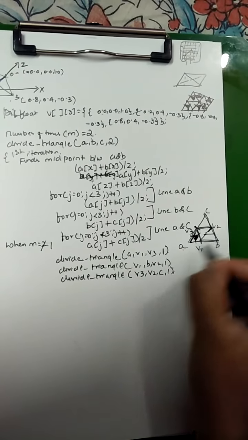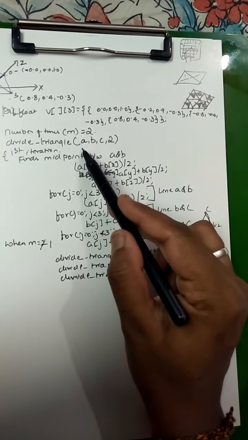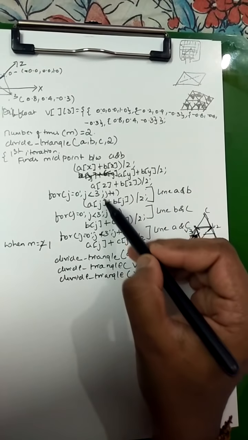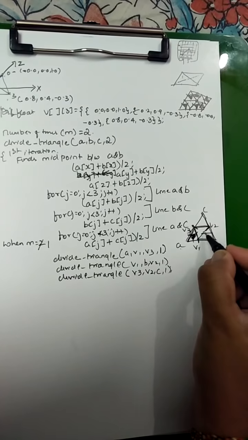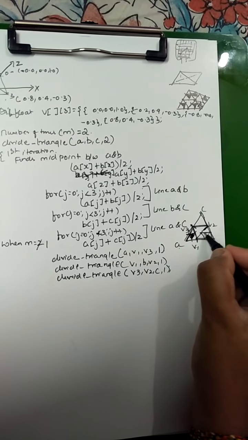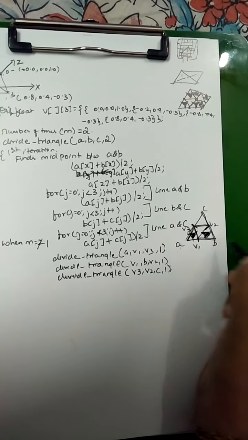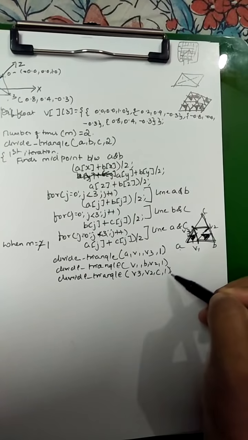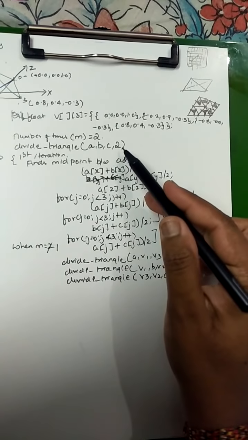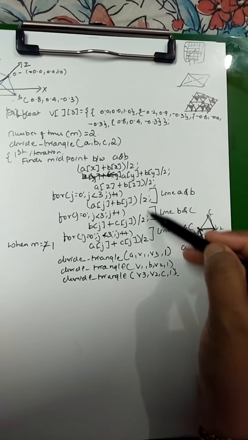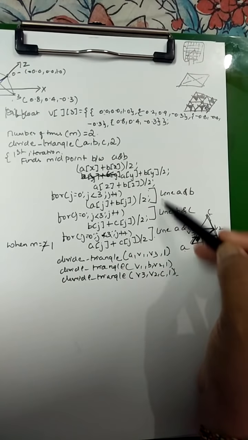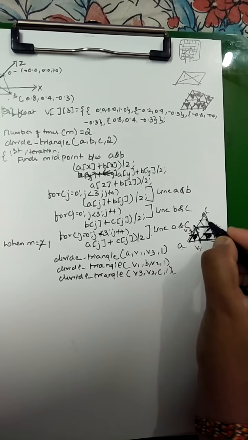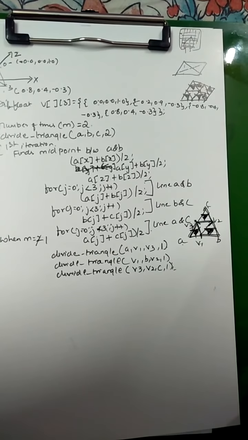Again for this line it calls divide triangle, passing V1, B, V2. So it calculates the midpoint for all these 3 lines and draws a small triangle. Again we'll be calling V3, V2 and C using this line. So when the control goes here, it calculates the midpoint for all 3 lines, that is 1, 2 and 3, and it draws a triangle. Fine.